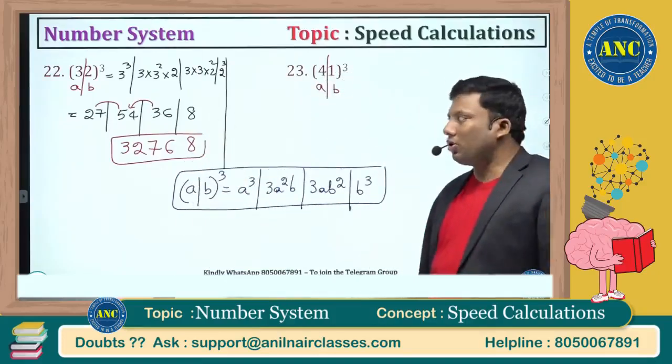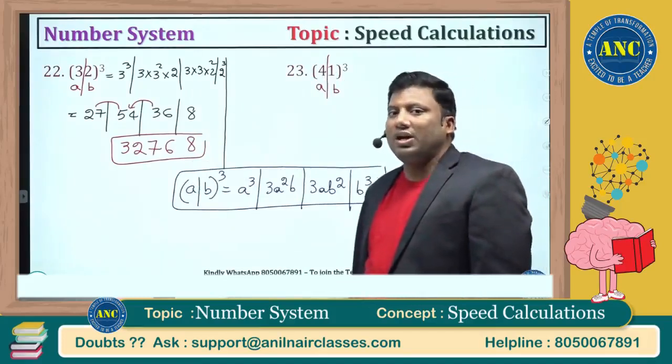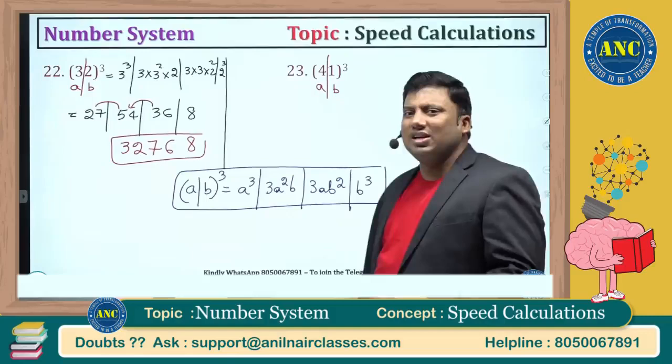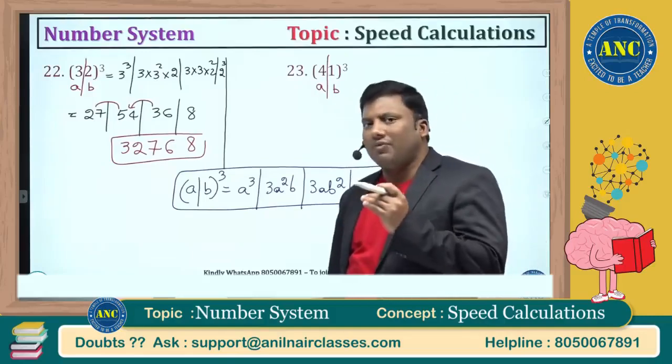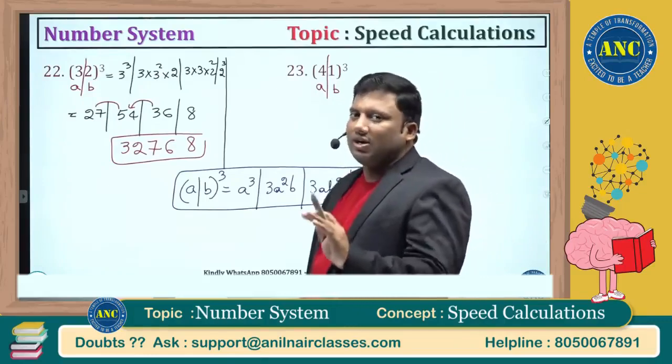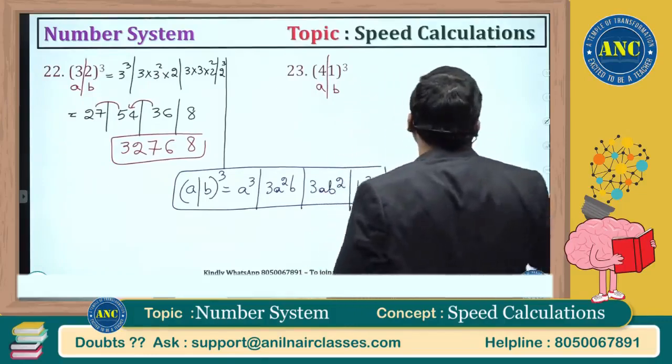A plus B whole cube is A cube, 3A square B, 3AB square and B cube. Very, very easy approach. What if the number of digits becomes 3 digits instead of 2? That we will discuss in the next slide.